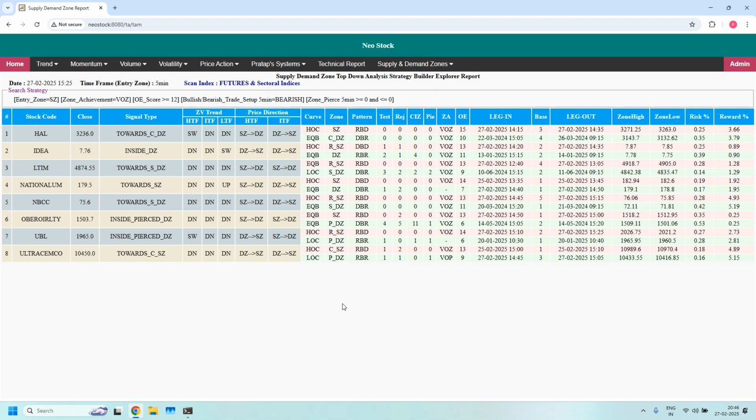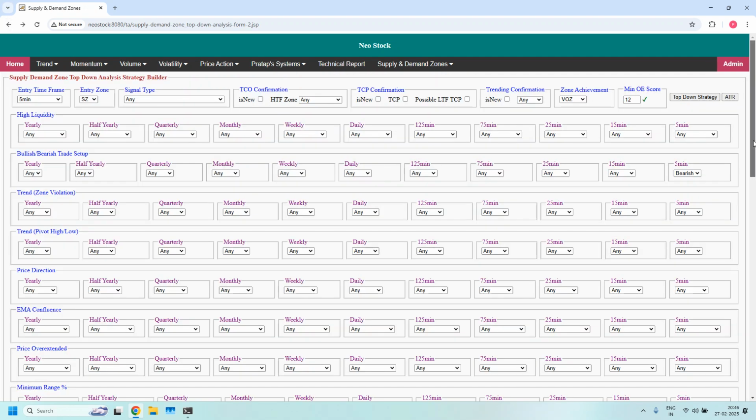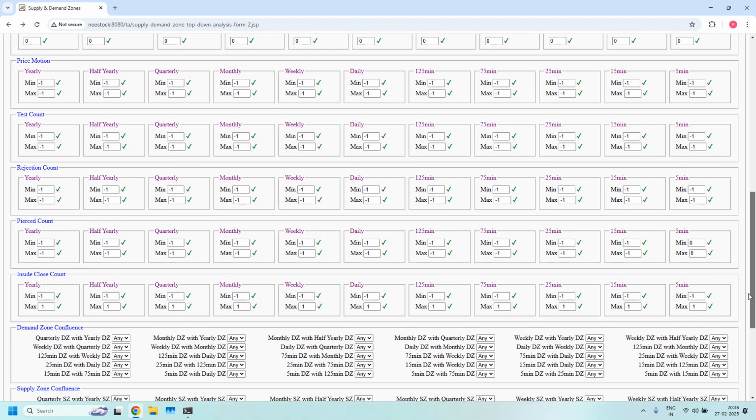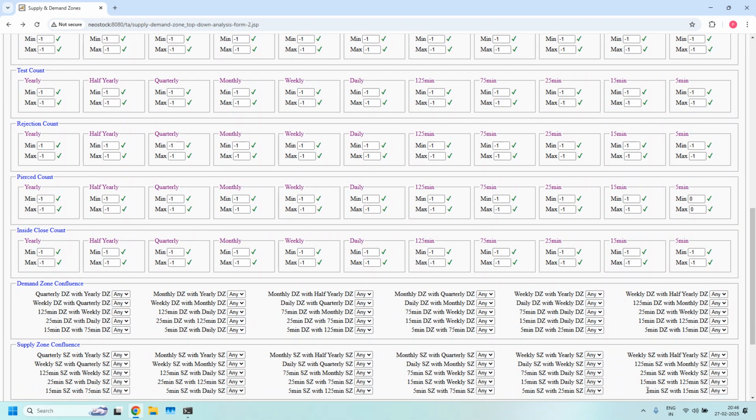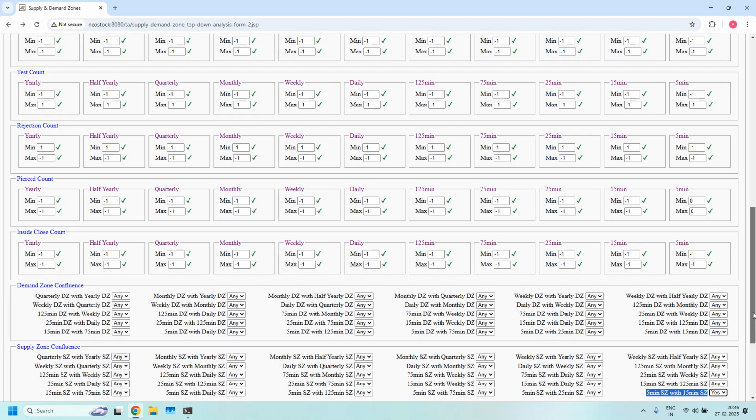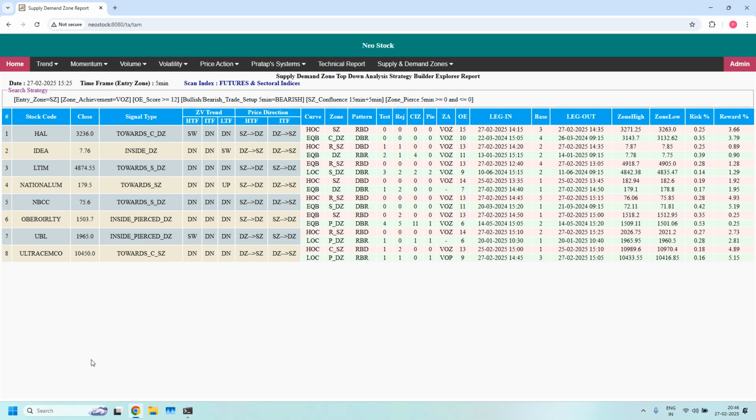That is 5 minute supply zone with 15 minute supply zone confluence. So in the supply zone confluence, I am enabling the filter 5 minute supply zone confluence with 15 minute supply zone. So with this filter, we got all 8 stocks. That means in all these 8 stocks, these 5 minute supply zones are overlapped with 15 minute supply zone. And 15 minutes trend is down in all these stocks.